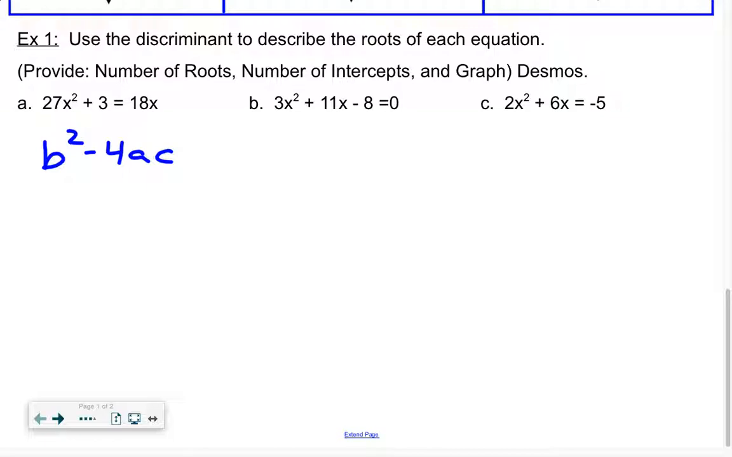I guess I didn't do a very good job of talking about it, but what form do we need to be in to identify A, B, and C? Yeah, standard form, set equal to 0. A lot of you probably already assumed that.